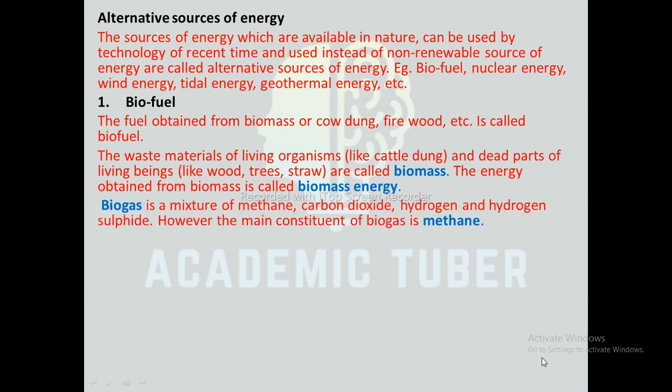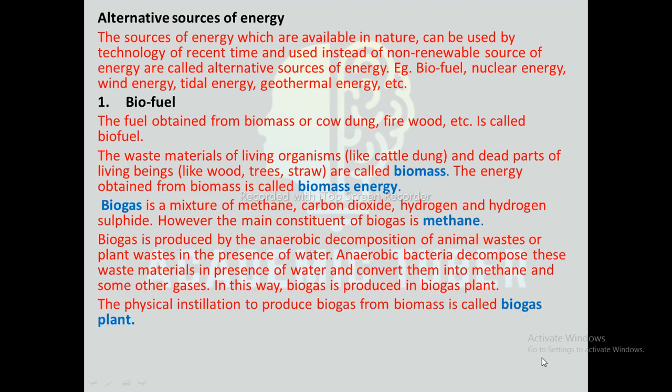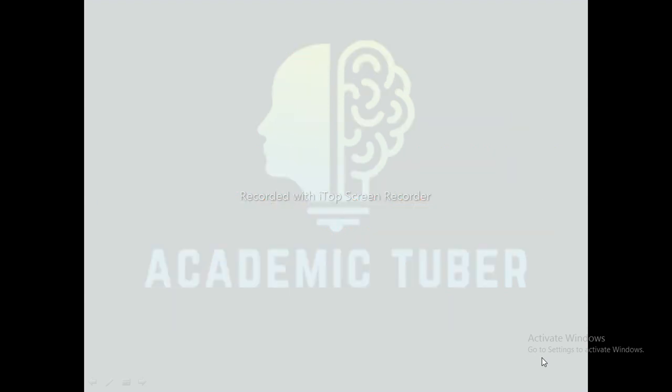Biogas is the mixture of methane, carbon dioxide, hydrogen and hydrogen sulfide. However, the main constituent of biogas is methane. Biogas is produced by the anaerobic decomposition of animal waste or plant wastes in the presence of water. Anaerobic bacteria decompose these waste materials in presence of water and convert them into methane and some other gases. In this way, biogas is produced in a biogas plant. The physical installation to produce biogas from biomass is called a biogas plant.